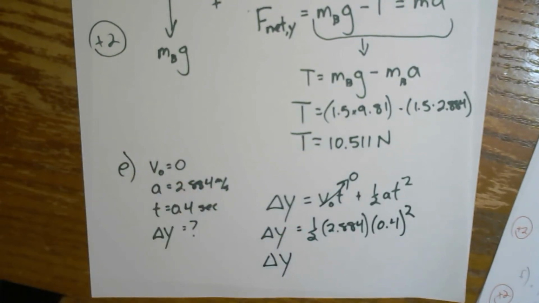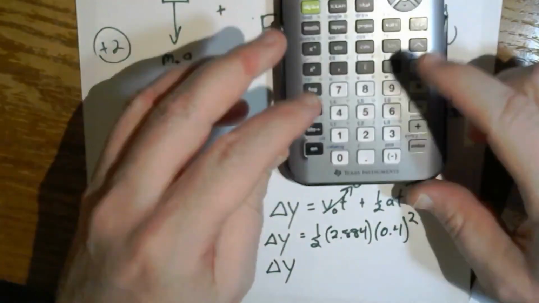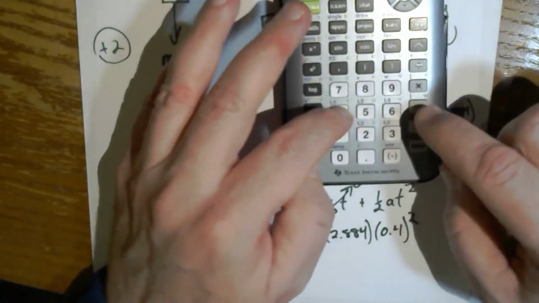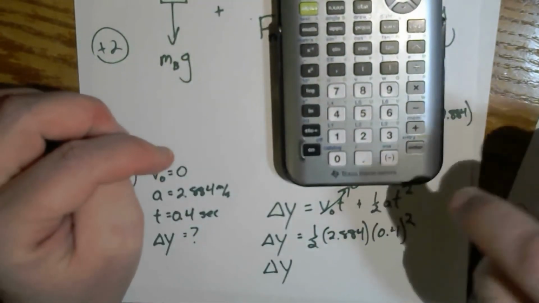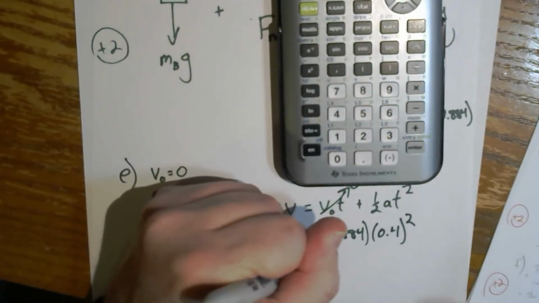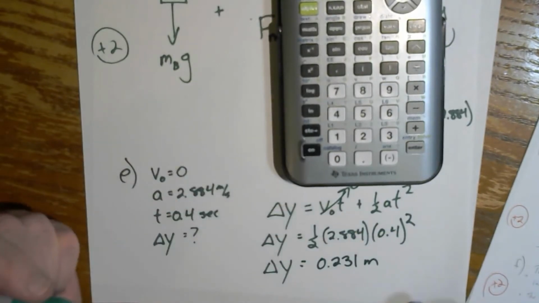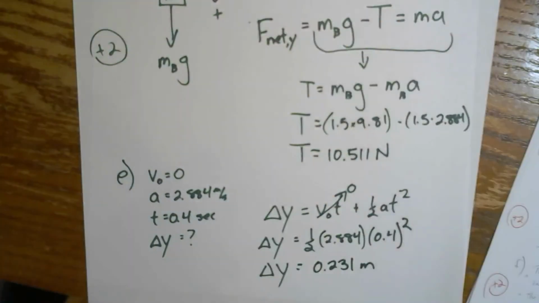So for our delta y for this problem, we get 0.4 squared times 2.884 times 0.5 for the 1/2. So we end up getting 0.231 meters. That's the distance that it falls. Part E was worth 2 points.